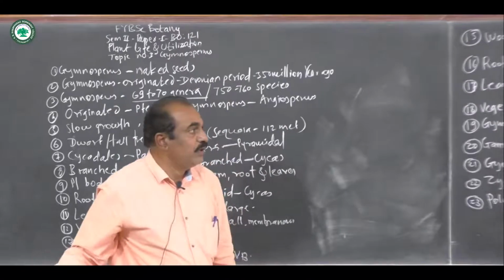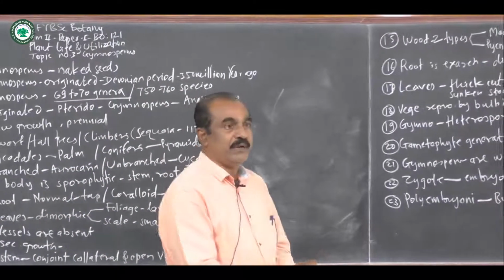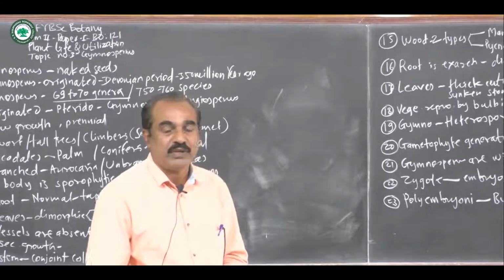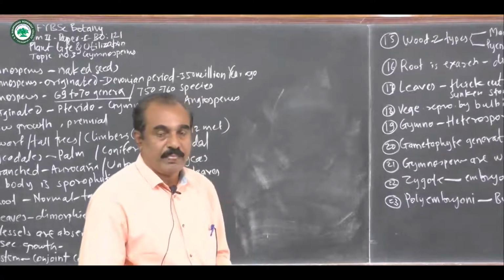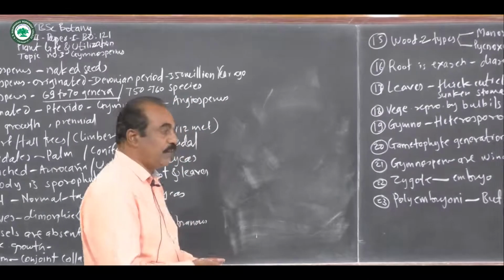Now in gymnosperms, wood is of two types, that is monoxylic and pycnoxylic. When the wood is monoxylic, a very small amount of xylem is developed as compared to the phloem. That means the phloem is very large. Such a type of stem is soft and porous.